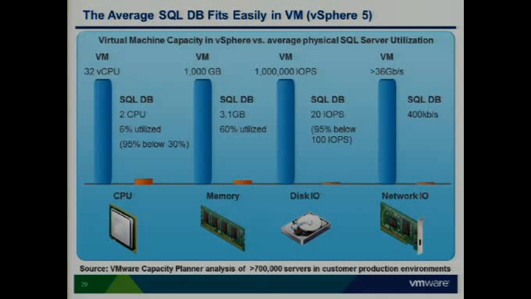And the IOPS number really blows me away. The average database runs at 20 IOPS. 95% of servers polled were under 100 IOPS. That's not to say that you don't have massive SQL servers out there. That's not what I'm saying at all. What I'm saying is most of them are small and are great candidates for consolidation.